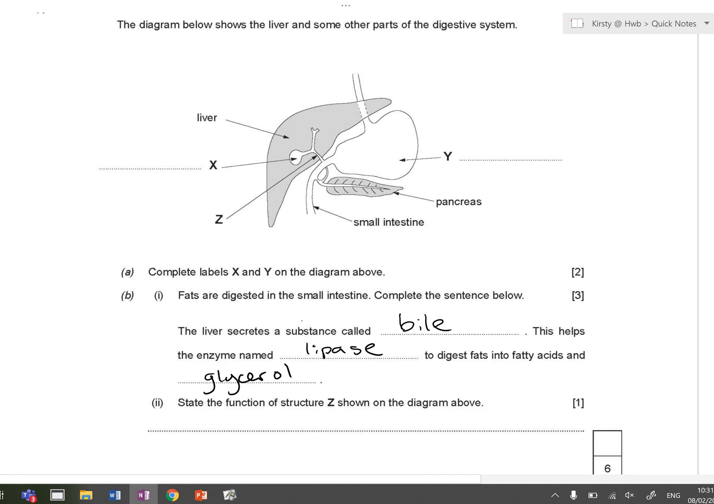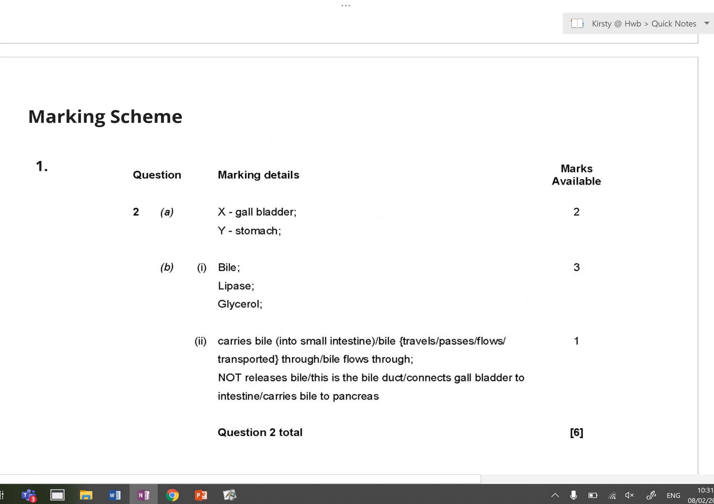For question 2, these would be the answers that you could give. So it's pointing to the bile duct, which carries the bile into the small intestine, or you could say that bile travels, passes, flows through the bile duct. They will not accept that it releases bile, or this is the bile duct, or connects the gallbladder to the intestine, or carries bile to the pancreas. So you're saying that it's carrying the bile into the small intestine, or that the bile is travelling through the bile duct into the intestine.